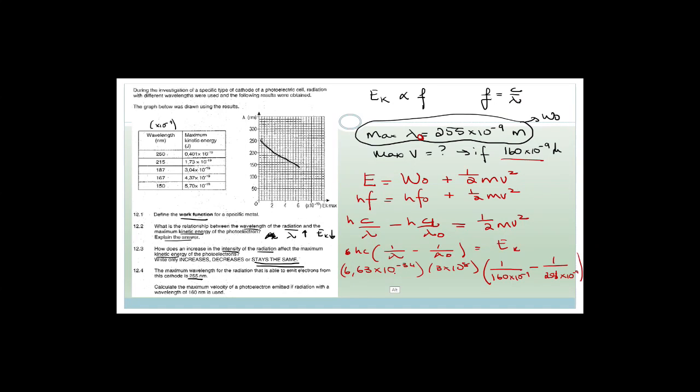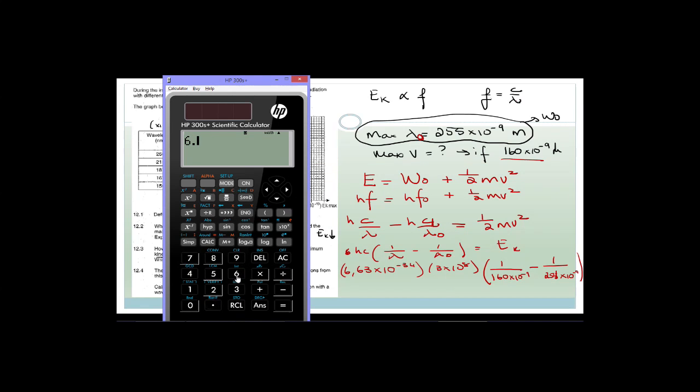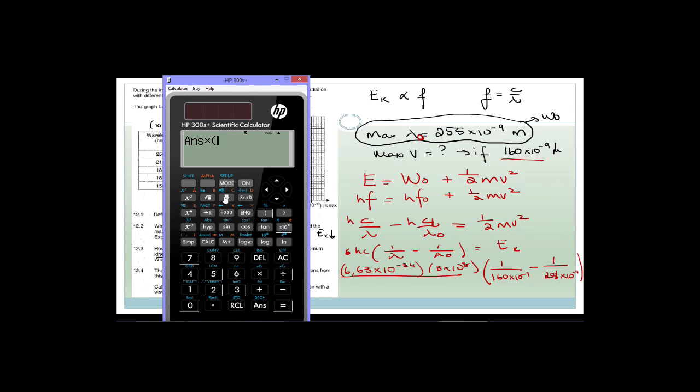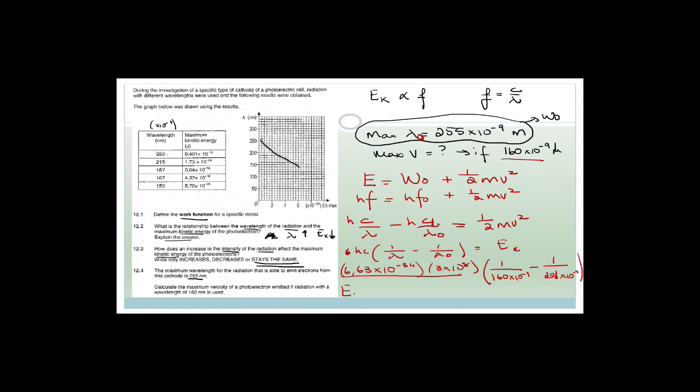Okay, so let's work out what that is on the calculator. It's quite a long sum, but we can do that. It is 6.63 exponent negative 34. That's that bit. Multiplied by 3 exponent 8, equals. Okay, that bit is done. Now, multiplied by bracket fraction 1 over 160 exponent negative 9, minus fraction 1 over 255 exponent negative 9, close bracket, equals. So that is the kinetic energy: 4.63 times 10 to the negative 19 is the kinetic energy. So EK equals 4.63 times 10 to the negative 19 joules.